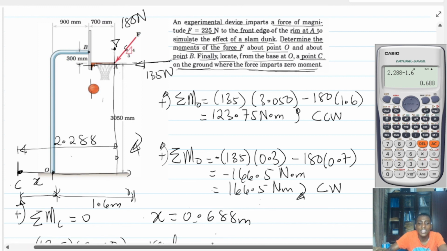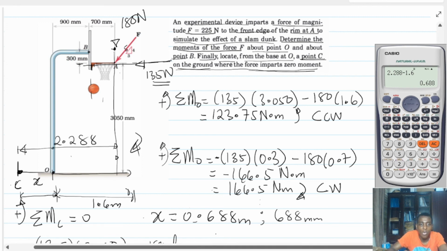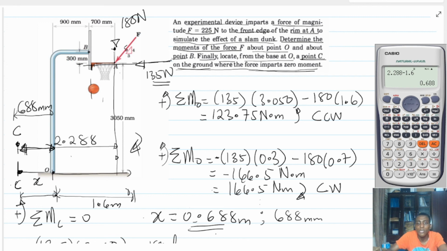So therefore, the point where the force will impact no moment at all is a point C, which is what? Let's say 688 millimeters from the pole. So from this distance. Okay. So that is the point here. And we are saying that this distance from here to the pole is what? 688 millimeters or 0.688 meters. All right, so thank you very much for watching.